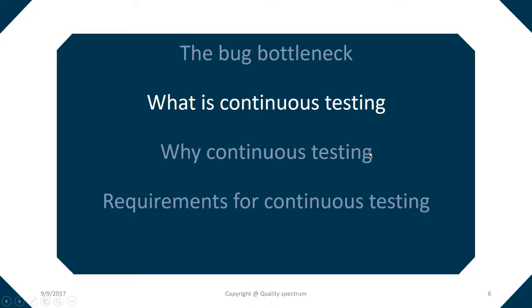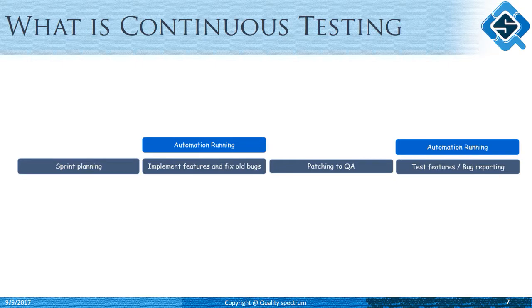So now we talk about what continuous testing is and how it is generally defined. Now, as the name suggests, continuous testing is about testing throughout the development life cycle and not just testing during the testing phase only, which is generally how testing is performed.